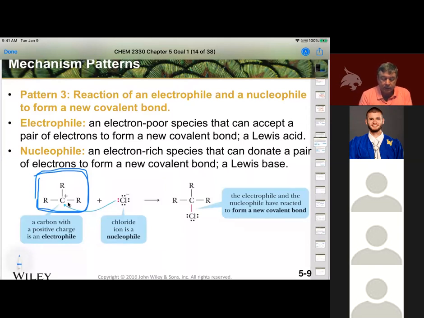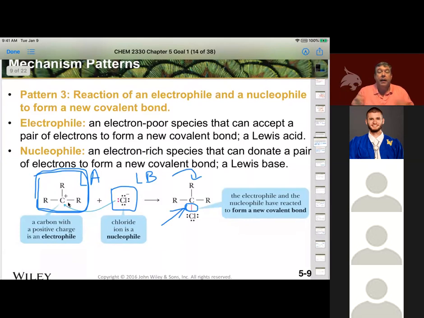In this case, we have chloride ion. It's a very weak Lewis base, but it has electrons to share. And so when it does, it forms the new covalent bond right here. So we had our Lewis acid react with our Lewis base to generate a new covalent bond. That's pattern number 3. Okay? So add a proton, take a proton away, have a Lewis acid react with the Lewis base. Electrophile reacts with a nucleophile.